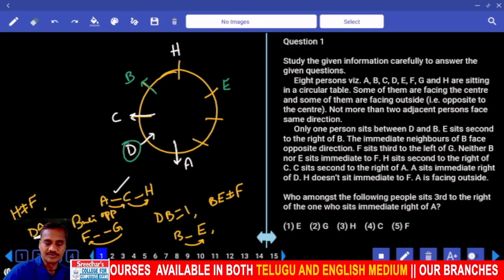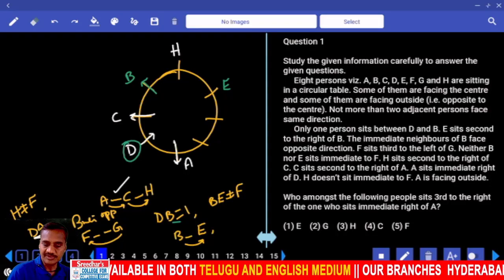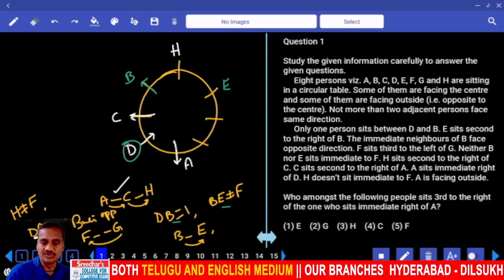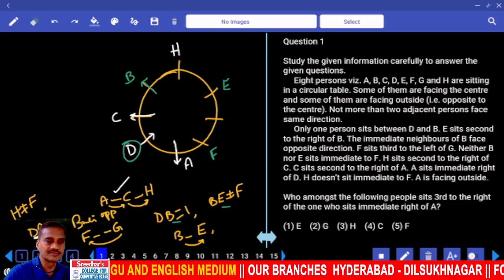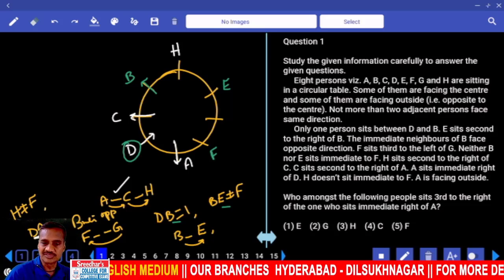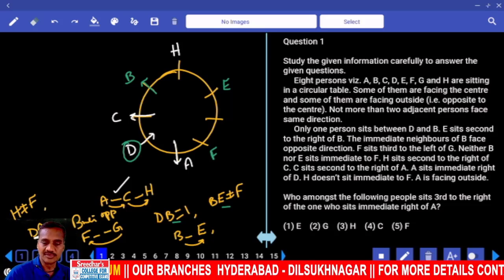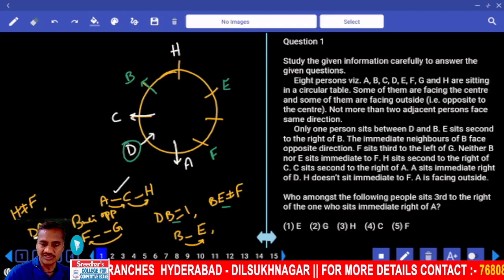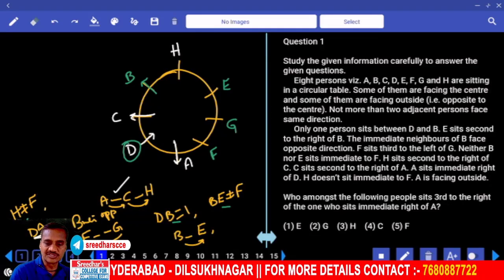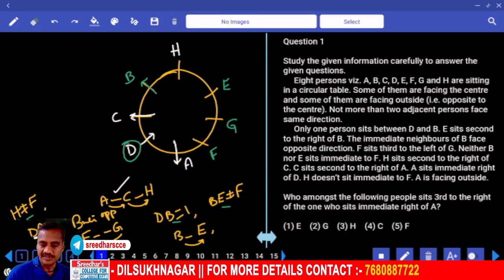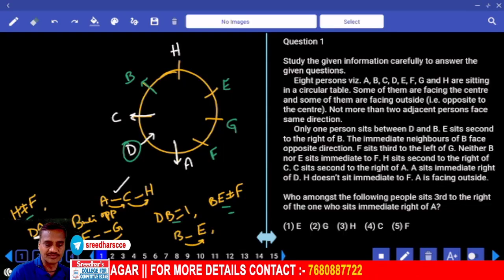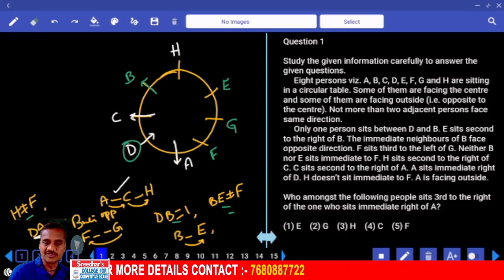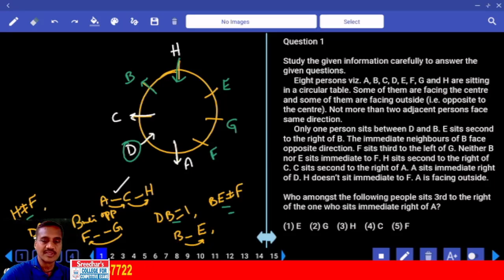Now we are left with this. D, B and E are not adjacent to F, hence F must be here. Who is the person left over? A, B, C, G will be here. G is here, H and F are not adjacent, and D, B and E are not adjacent to F. And B's neighbors are facing opposite directions, and H must be facing towards the center.